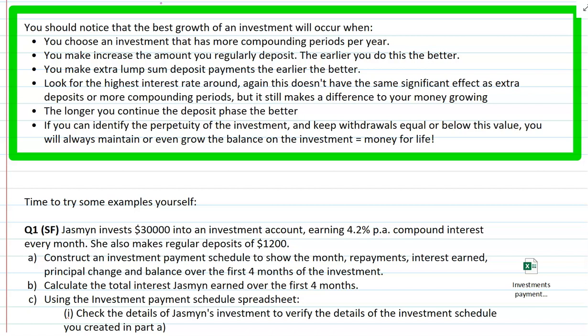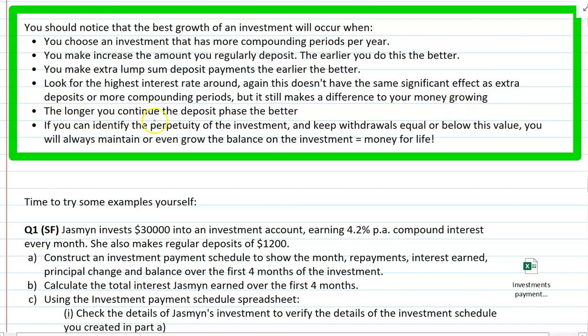Just from looking at that example, you should notice that the best growth in investment will occur when you choose an investment that has more compounding periods per year. You can increase the amount of money you regularly deposit, and the earlier you do this, the better. You can make extra lump sum deposit payments, and the earlier the better. Look for the highest interest rate around, but this won't have the same significant effect as extra deposits or more compounding periods, but it does make a difference to your money growing.